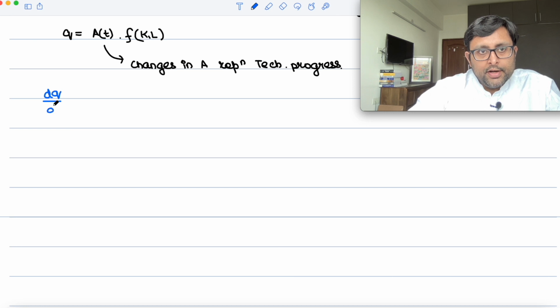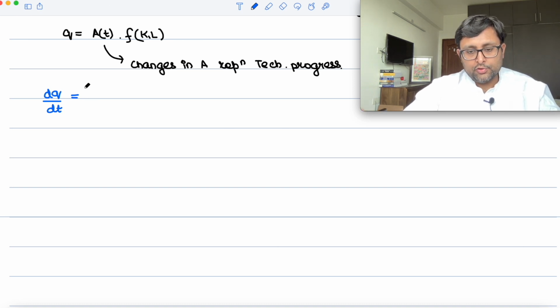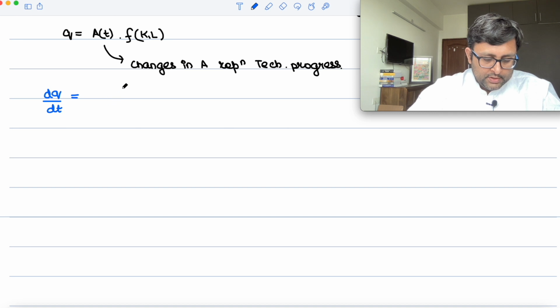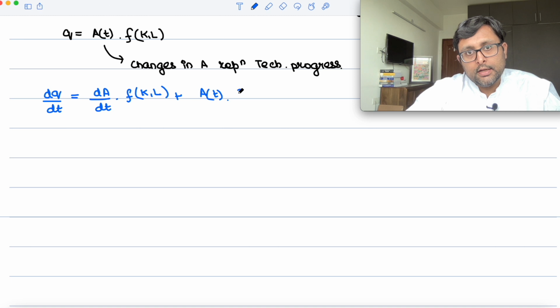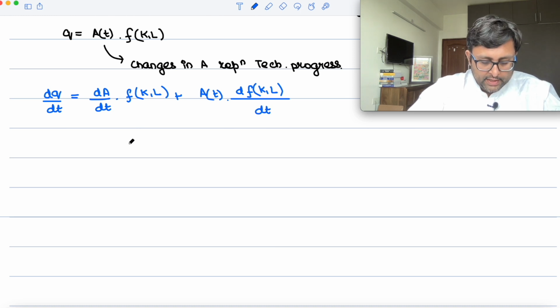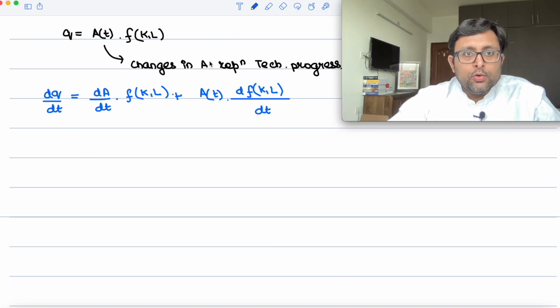Let us just try to find out how output is growing over time. You just use the product rule here. So what you have is dA by dt, first function as it is into derivative of second... plus second function as it is into derivative of first, which is df of K, L by dt. So let us just write that.